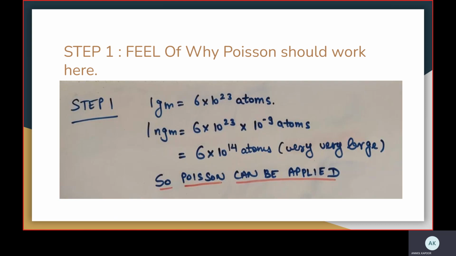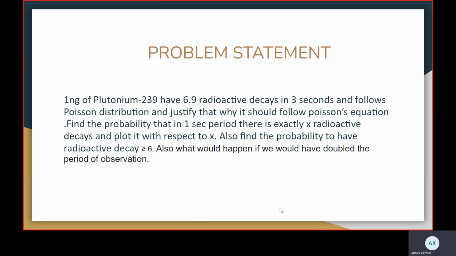So we know that 1 gram is equal to about 10 to the power 23 atoms, and we are given 1 nanogram, which is having approximately 10 to the power 14 atoms, which is very large. So therefore n becomes very large, and consequently p becomes very small, and therefore lambda comes out to be some finite value. So Poisson can be applied in this case. Also, we are given that it is having 6.9 radioactive decays in 3 seconds, and we are asked the probability that in a 1 second period there are exactly x radioactive decays, and we have to plot it also.